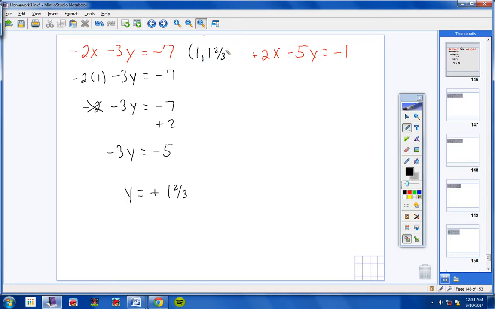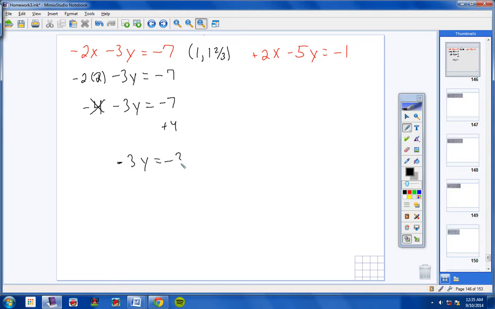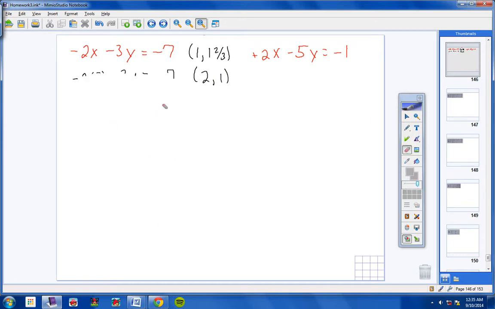Okay, now let's go ahead and put 2 in for x, and let's see what we get out. Negative 2 times 2 is negative 4 minus 3y equals negative 7. We're going to bring the negative 4 over and make it a positive 4, and we'll be left with negative 3y equals negative 3. Divide both sides by negative 3, and negative 3 divided by negative 3 is 1. So when I put in a 2, I got out a 1. Okay, so we're ready to graph this first equation in just a couple minutes here.